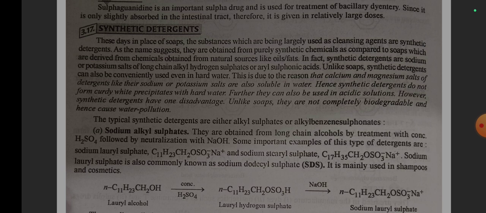Synthetic detergents. These days, in place of soap, substances which are being largely used as cleansing agents are synthetic detergents. As the name suggests, they are obtained from purely synthetic chemicals as compared to soaps, which are derived from chemicals obtained from natural sources like oils and fats. In fact, synthetic detergents are sodium or potassium salts of long chain alkyl hydrogen sulfates or aryl sulfonic acids. Unlike soaps, synthetic detergents can also be conveniently used even in hot water.